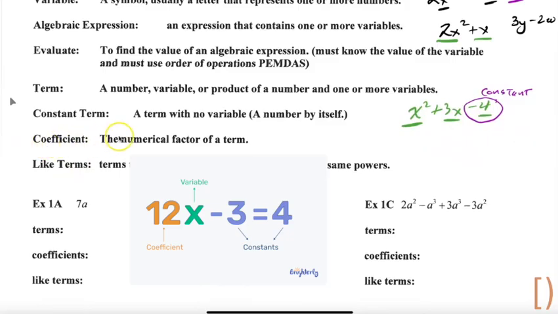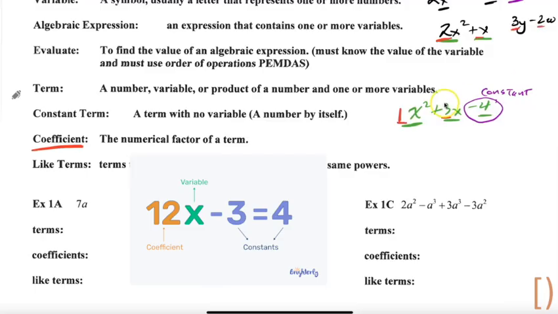Coefficient: the numerical factor of a term. So the coefficient is generally the number in front. Like my coefficient would be the 3 here. If I'm talking about the coefficient, it's the value in front of it. So the 3 here. If you don't have one, it's a 1. So the 2 here, the 1 here, the 3 there, the 2 there.